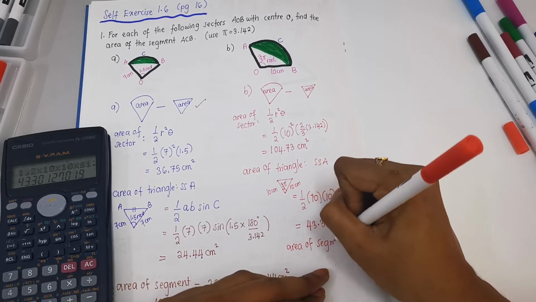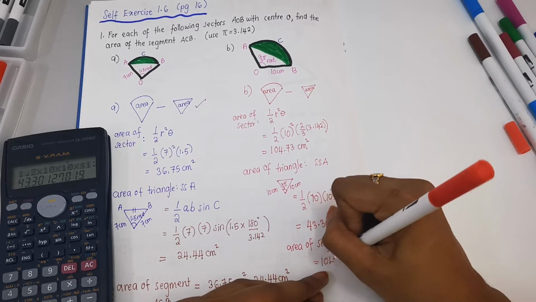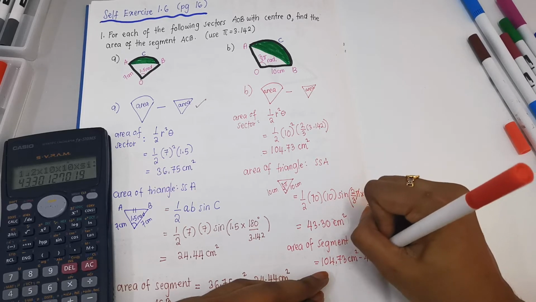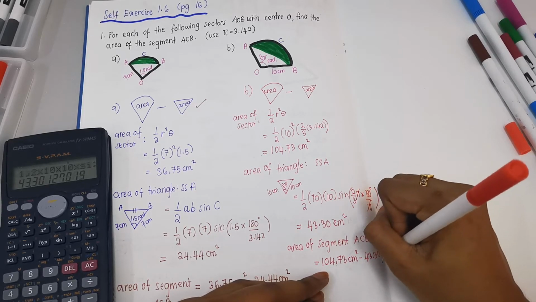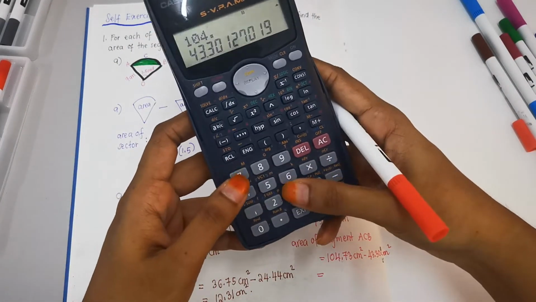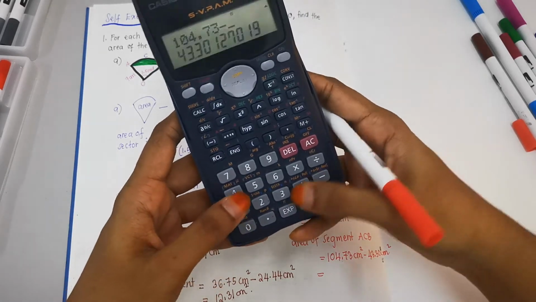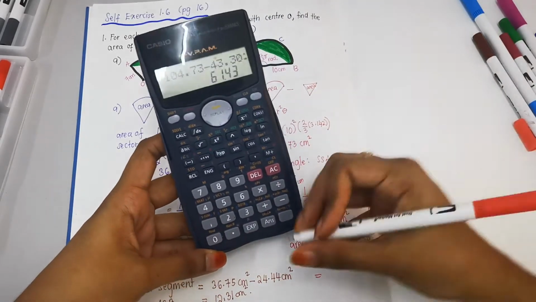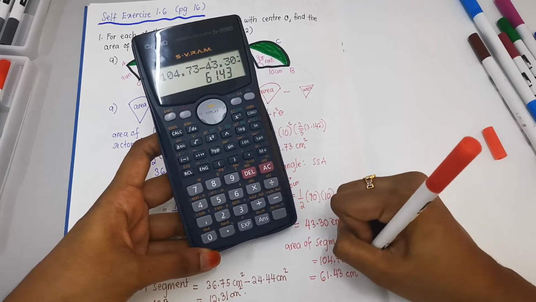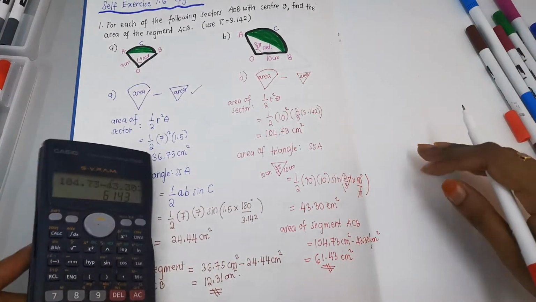Area of segment ACB. We take 104.73 centimeter square minus 43.30 centimeter square. So that's 104.73 minus 43.30. We get 61.43 centimeter square. So that should be your final answer also.